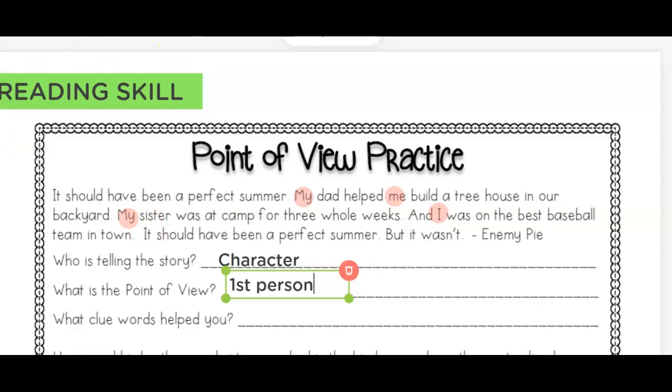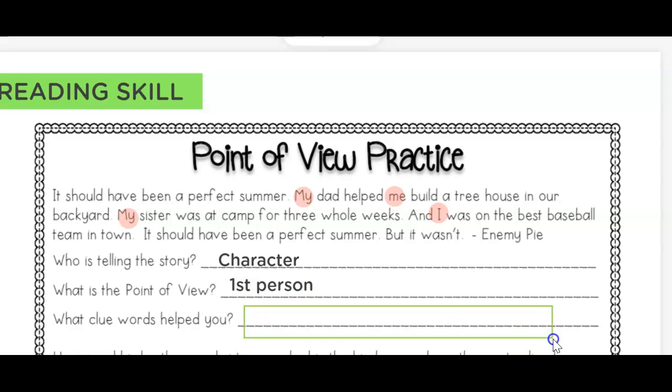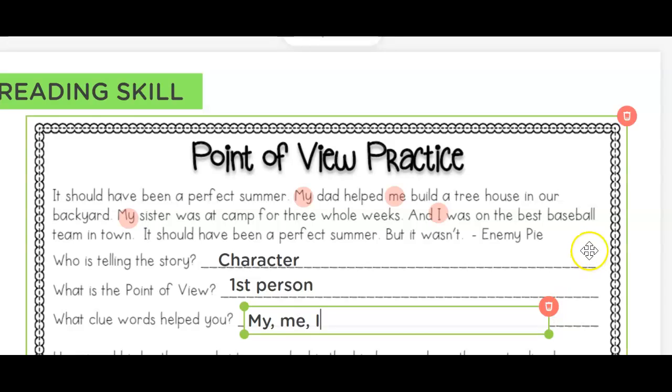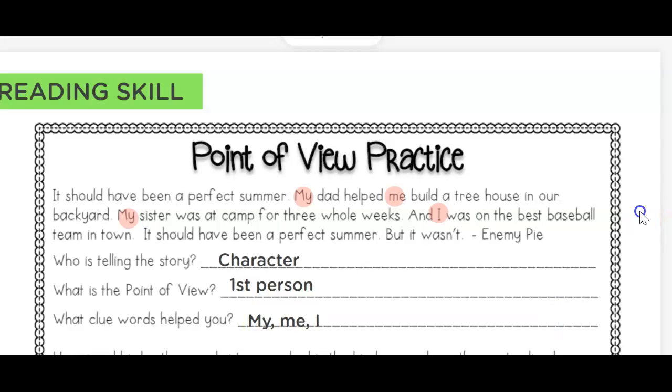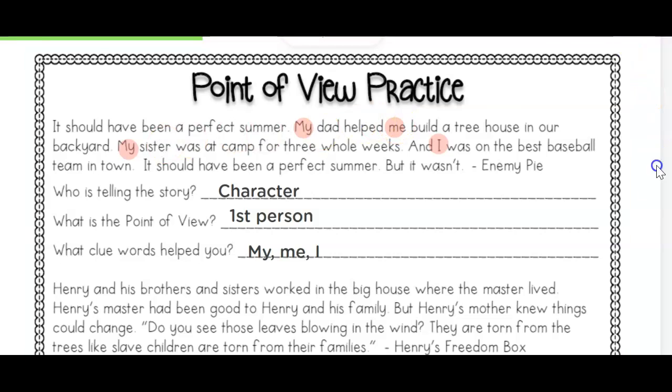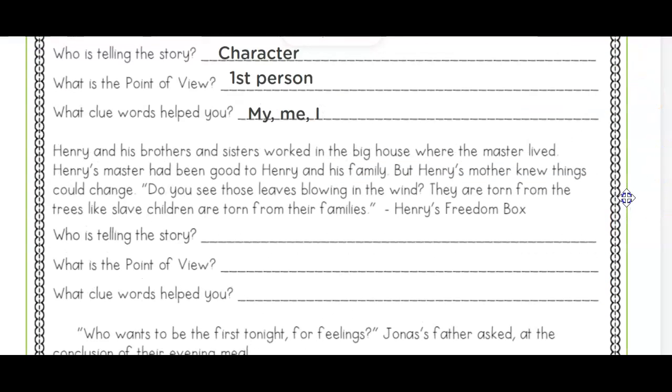And then we can write down the clue words that helped us. We saw my, me, and I. Go ahead and write these down. Make sure your clue words are also highlighted. We'll move on to number 2.